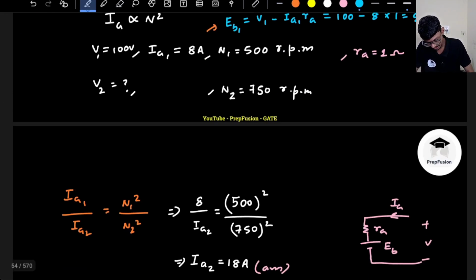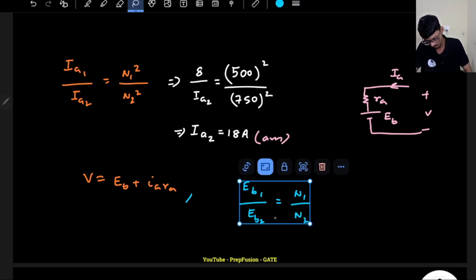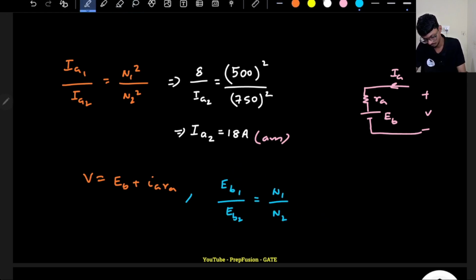What about the second case? In the second case, I can use the same proportional rule, right? Flux is not changing. Flux is constant. It is separately excited. Nothing is mentioned. So ultimately, my EB1 by EB2 will be basically N1 divided by N2 because flux is constant. So EB1 is 92.